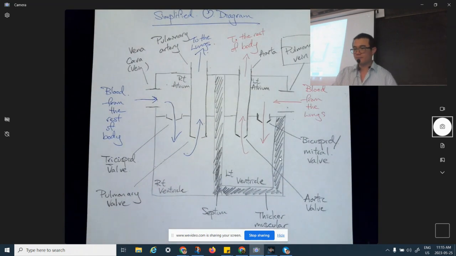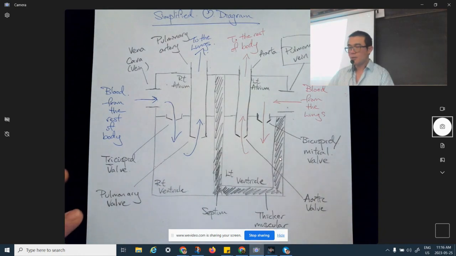Yes. For example, if the bicuspid or mitral valve was like, if one is way longer than the other, what possible complications could you have? That you have to look up. Okay.